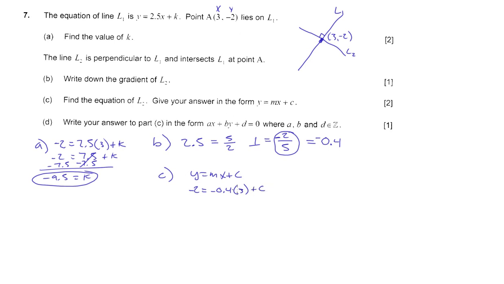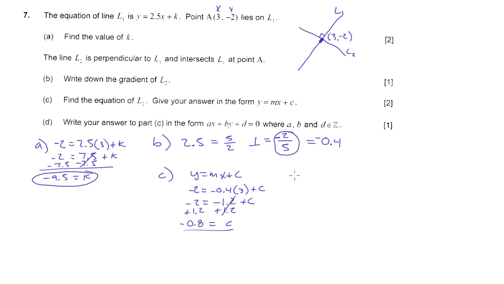And plus c. Okay, so we get negative 2 equals negative 0.4 times 3, which is negative 1.2, right? And then we have to add the 1.2 to both sides to get c all by itself. Negative 2 plus 1.2 is negative 0.8, which is what c is. That is not the formula. That's just figuring out the c. So now we have to plug the m and the c back into the formula.